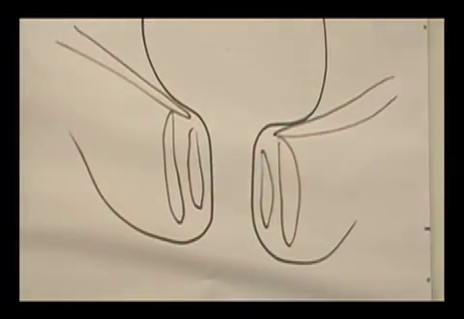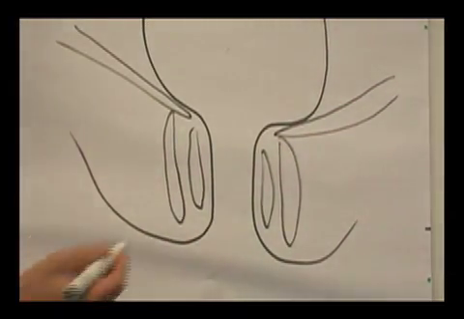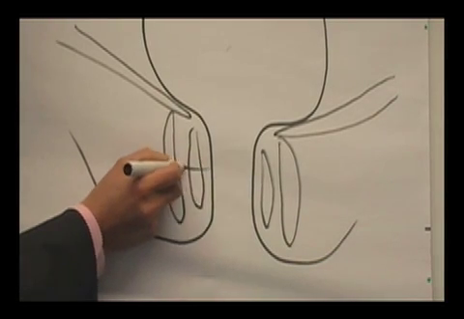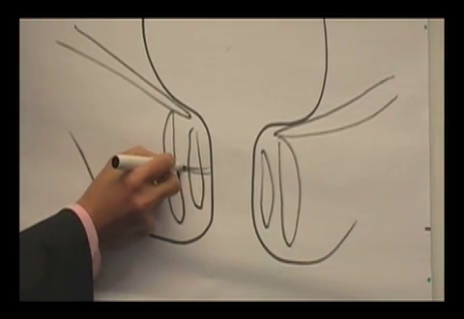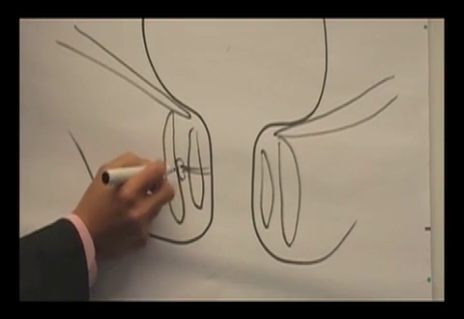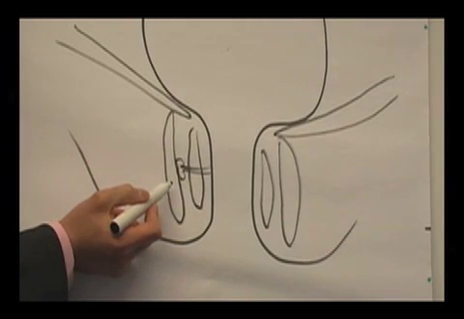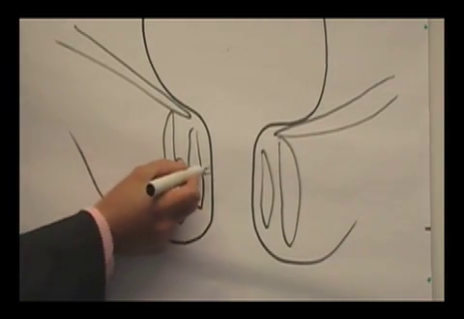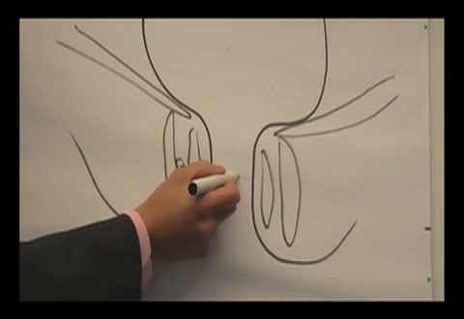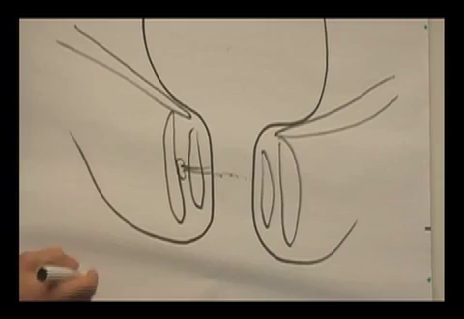Now, most fistulas are associated with little glands that are situated in here, between the internal anal sphincter and the external anal sphincter. And these glands empty into the anal canal around the level of the dentate line. There's about a dozen or so of these glands.